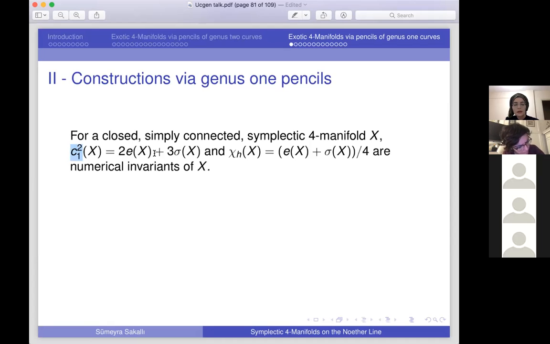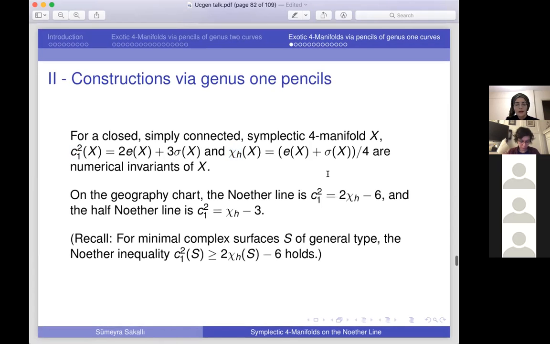It also satisfies this equality: 2 times Euler number plus 3 times signature of the manifold. And chi h is called the holomorphic Euler characteristic, so it is Euler number plus sigma over 4. These are 2 invariants. And then we have the geography chart. It is coming from complex surface theory, as I know. It is the C1 squared and chi h coordinate system, let's say.